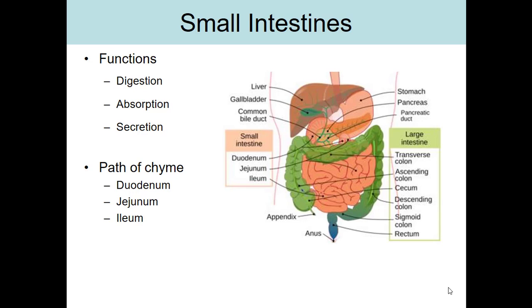In this video, we're going to take a closer look at the small intestines. The functions of the small intestines include completing the process of food digestion, absorbing nutrients, and there are some secretions that occur. If we trace the path of chyme through the small intestines, it starts at the duodenum, which receives the chyme from the stomach. From the duodenum, chyme travels to the jejunum, and then lastly to the ileum. The undigested food product from the ileum will then go into the large intestine, specifically the cecum.